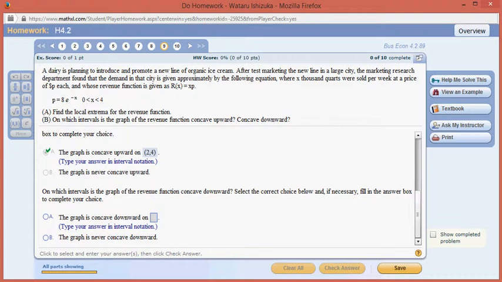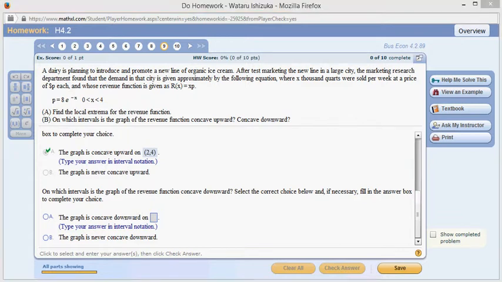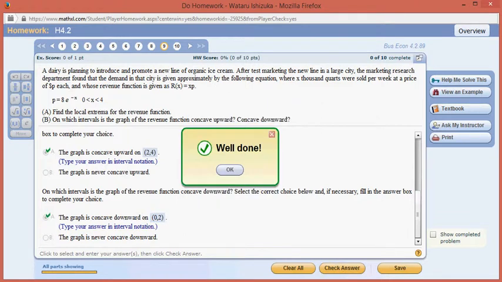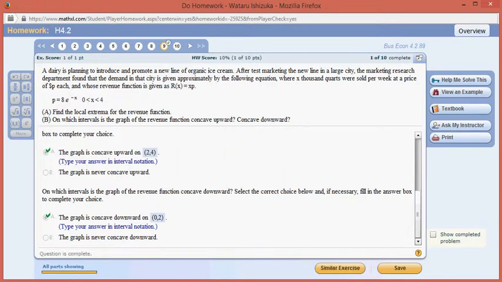On which interval is the graph of the function concave downward? That's between 0 and 2. Check that. We got that. That's it. I hope that this was clear.